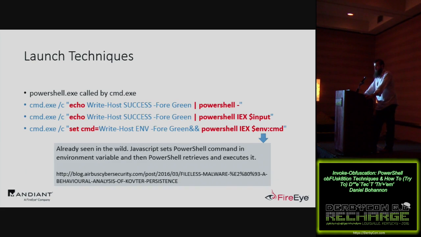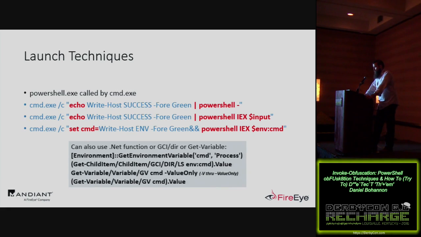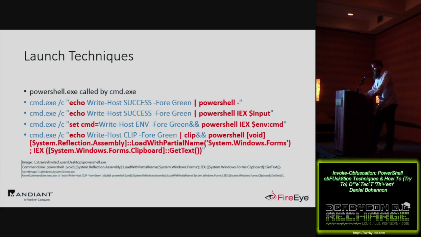And this is actually already out there in the wild with commodity malware. Kovter does this. It has obfuscated JavaScript kicked off out of the registry from MSHTA. The JavaScript runs, sets the PowerShell command into a process level environment variable, then spawns PowerShell to execute the contents of the environment variable, and all you see is PowerShell IEX random environment variable name. And there's more than one way, of course, to retrieve the value of an environment variable. Here are the ways that I've found so far. I'll leave that in there for later reading.